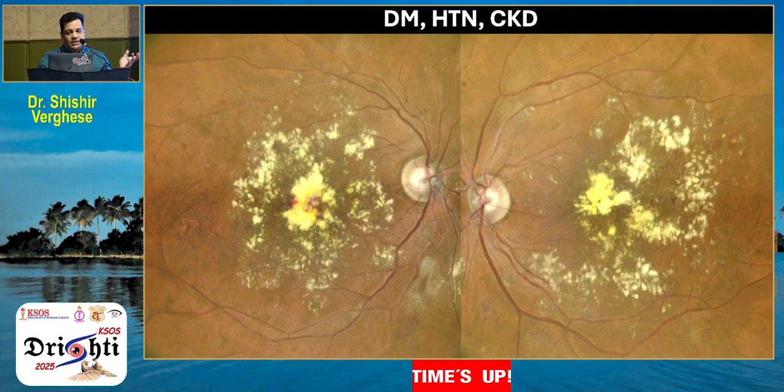So this is a 50-year-old male, diabetic, hypertension, CKD. You can see this is how they usually present in the late stage with these chronic hard exudates, like a cluster of CSME in both eyes. So this is classic diabetic retinopathy in what you see, but now you're going to see some which present like this, but are not exactly diabetic retinopathy.